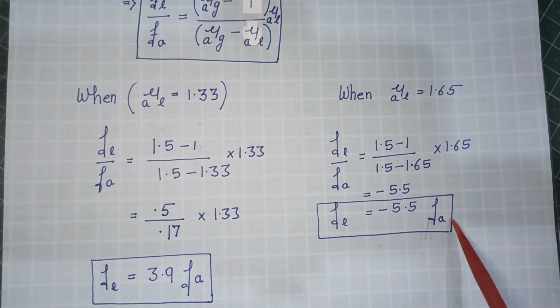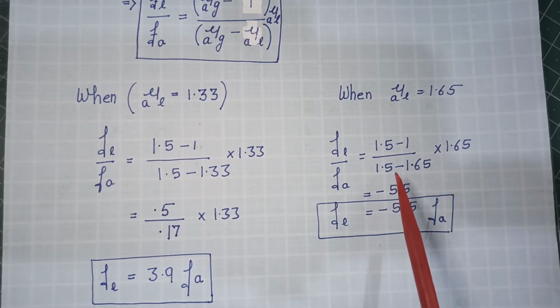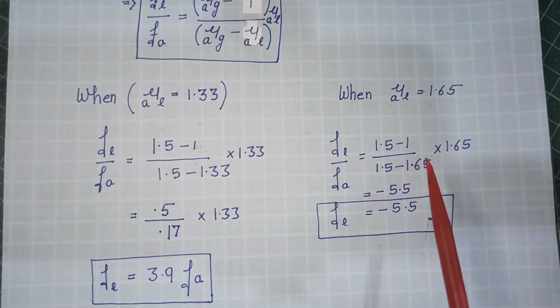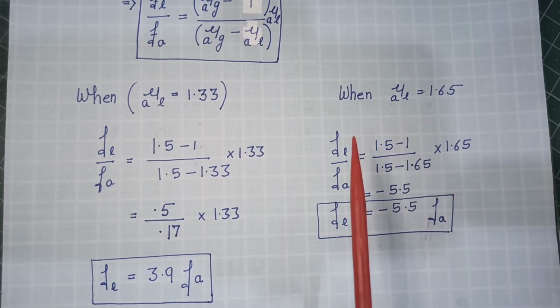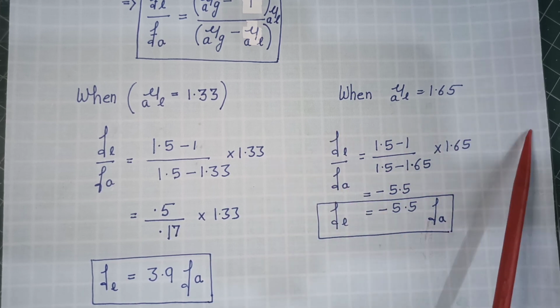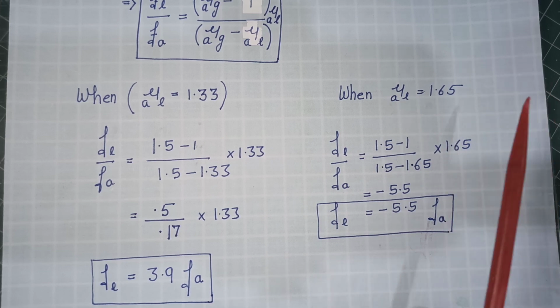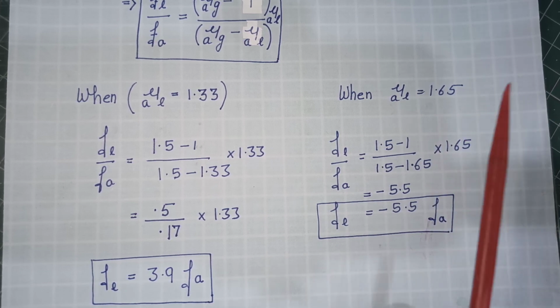But whenever a lens is immersed in a liquid whose refractive index is more than the refractive index of the lens material itself, then the lens will always change its nature. A convex lens will start behaving as a concave lens, that is a diverging system, and a concave lens will start behaving as a convex lens, that is a converging system.